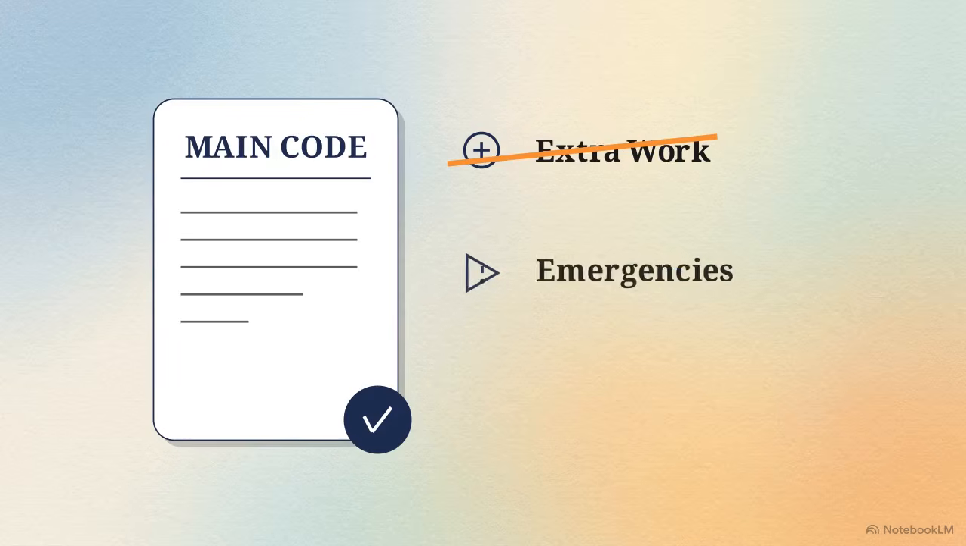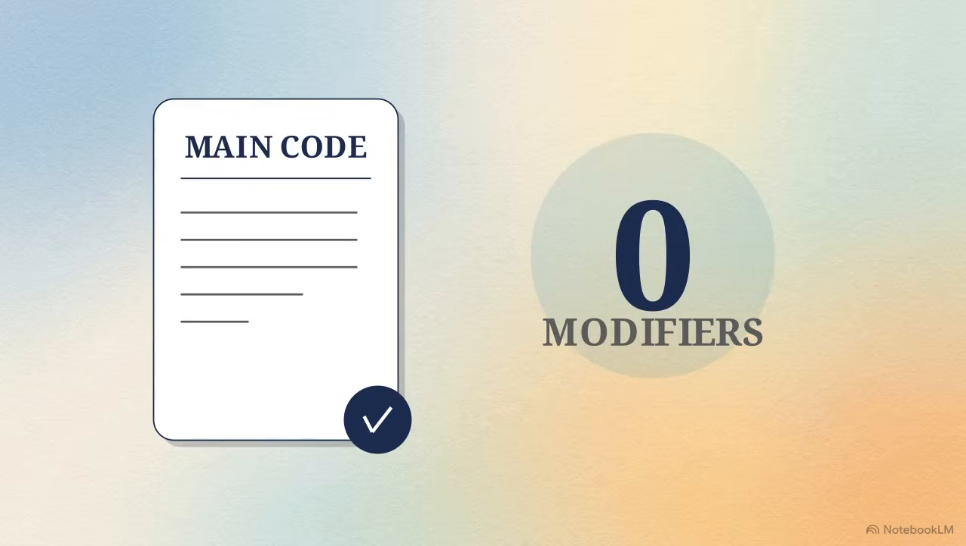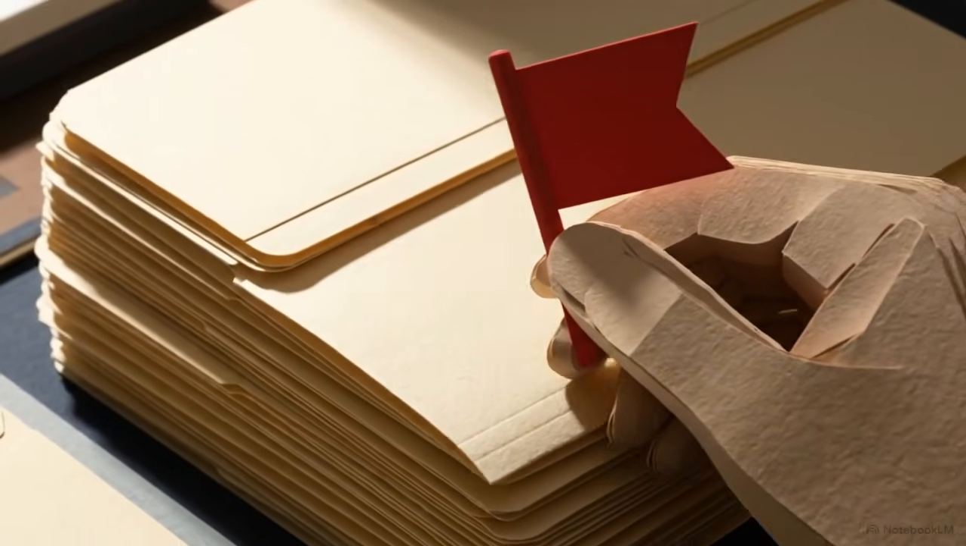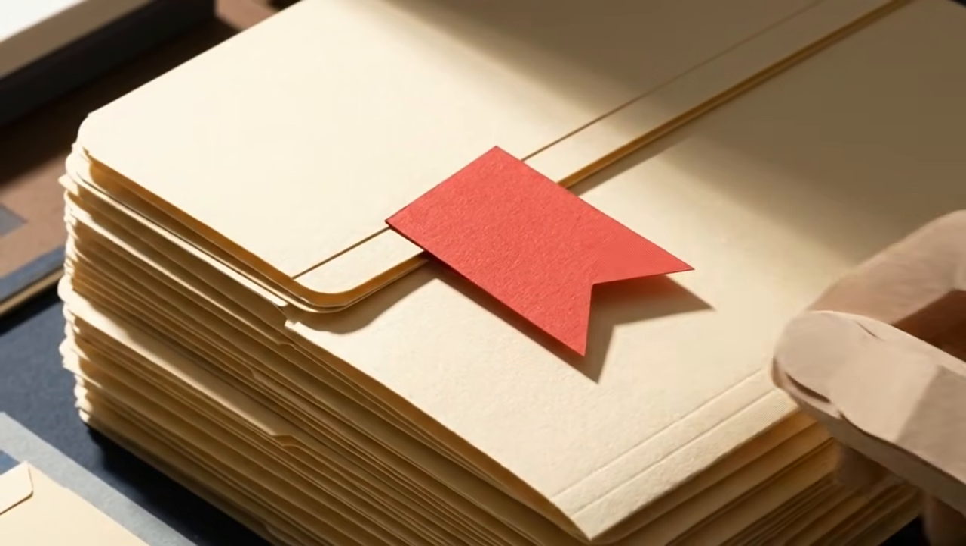The core principle is simple. If the provider did exactly what the main code describes, with no extra work, no emergencies, and no unexpected returns, then nothing changed. If nothing changed, you don't need a modifier at all. Modifiers function as a targeted alert system. They sit quietly until a deviation from the norm occurs, raising a flag to explain the new context.